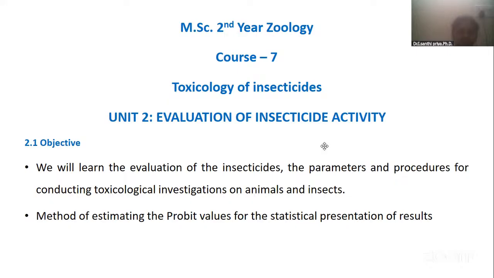coming to this, the objective we will be learning today is to evaluate insecticides, the parameters and procedures for conducting toxicological investigations, and what are the different types of species of animals that we will be studying to evaluate the insecticide toxicity. And also we will do the statistical presentation of results using probit values.